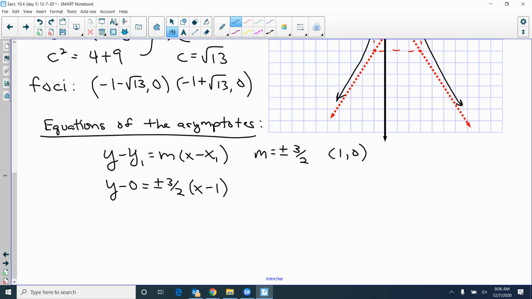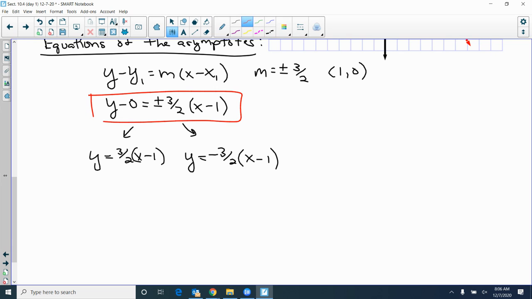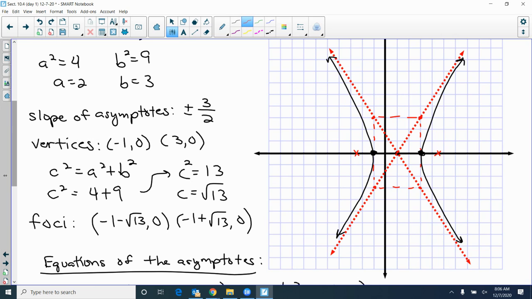Yes, y minus 0 will simplify to y. You can leave it like this. That's absolutely fine. Basically that is really two answers. I don't ever expect you to rewrite it, but one of the answers would be y equals 3/2 parentheses x minus 1, and the other one would be y equals negative 3/2 parentheses x minus 1. So those are your two equations, but you can just leave this one. All right, the biggest thing about hyperbolas tends to be that you get mixed up between ellipses and hyperbolas. You just got to be real careful first time through.